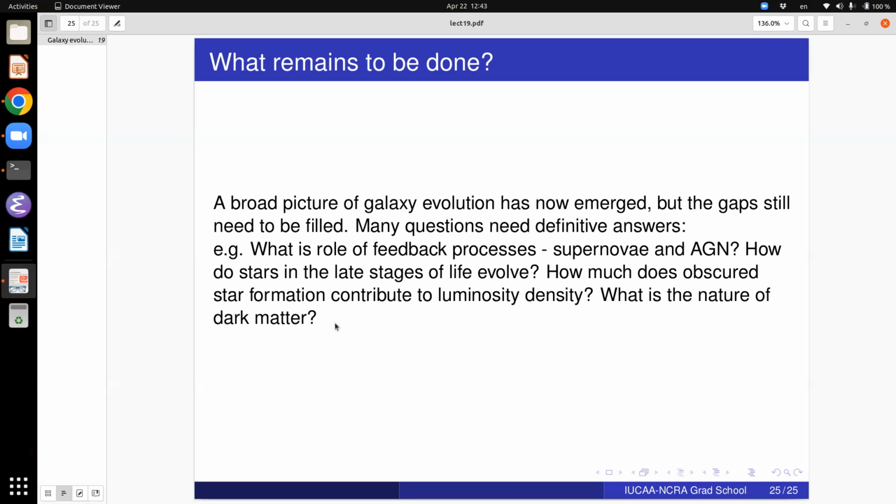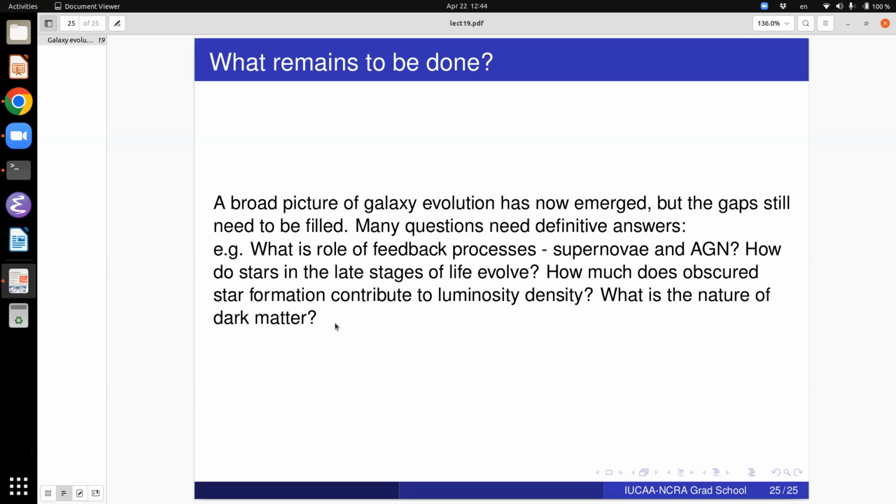So now a broad picture of galaxy evolution has emerged, but there are many gaps. There are many questions that still need definitive answers. What is the role of feedback processes, supernovae and AGN? How do stars in the late stages of life evolve? When we talked of stellar population synthesis, I said that the modeling or understanding of post-AGB evolution of stars is still quite uncertain. There are many questions there, and that can affect the amount of feedback and so on.